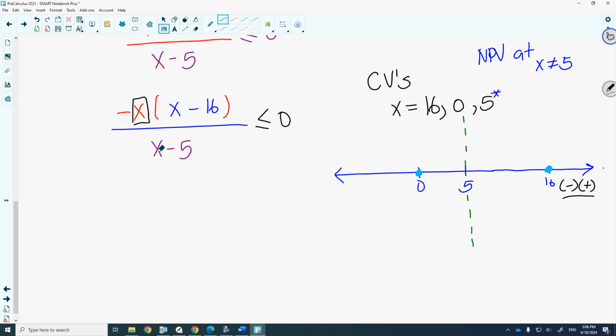Put 17 here. 17 minus 5, positive. This will give me a negative over a positive, which is overall a negative region.